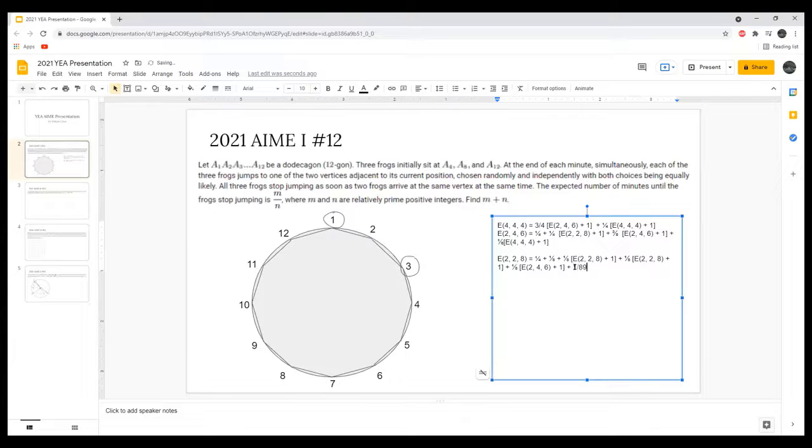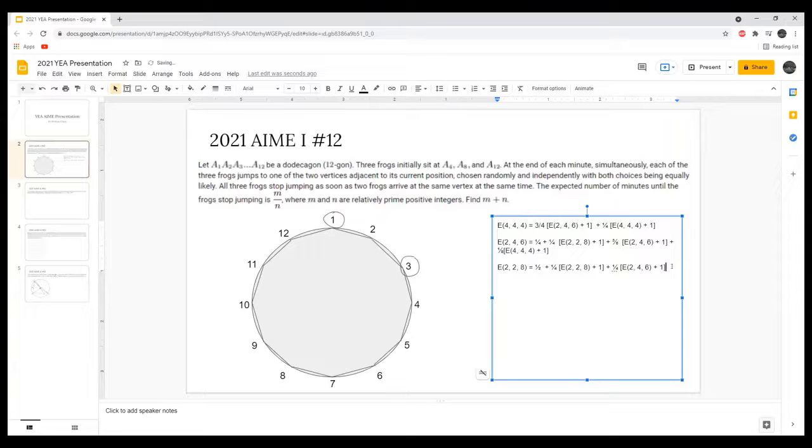So the rest of this would be simplifying, we get 1/2 plus 1/4 here as well. So that doesn't seem all that hard. So now it's a system of 3 equations.